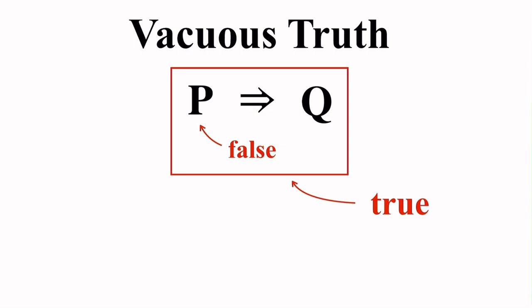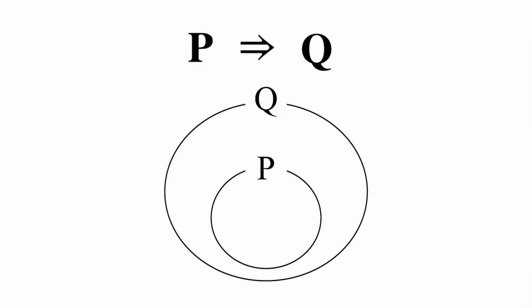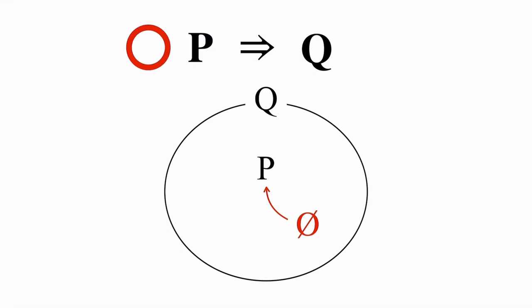We can also understand this using sets. The statement P implies Q means that the set of P is contained inside the set of Q. So whenever P happens, Q must also happen. But if P is false, then the set of P is an empty set, and an empty set is always contained inside any set. So as long as the set of Q has at least one element, the statement P implies Q becomes automatically true. That is why a statement that looks false can still be logically true.